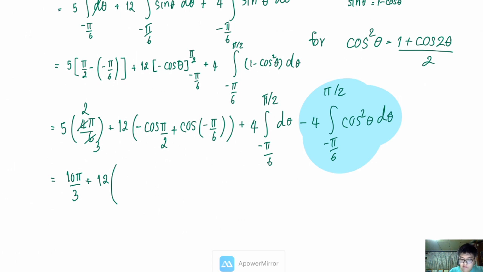Cos negative pi over 6 is equal to cos pi over 6. This means cos is positive, and the positive here is pi over 6. Pi over 6 is 30 degrees, so it is plus square root 3 over 2. And this one is 4 multiplied by pi over 2 negative and negative pi over 6.